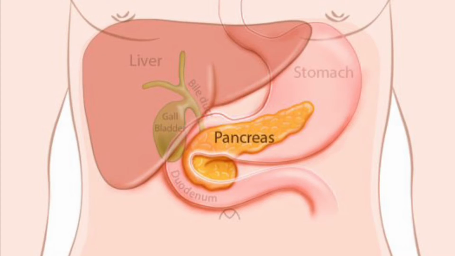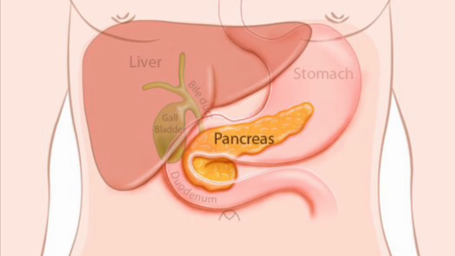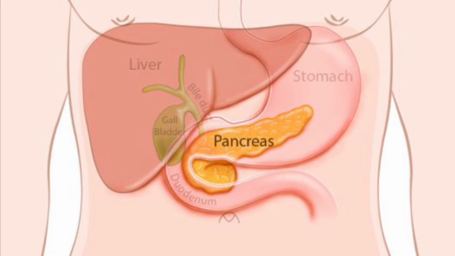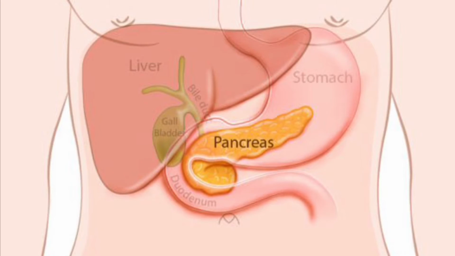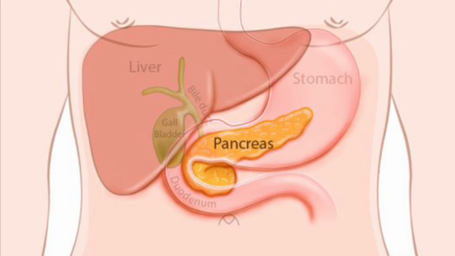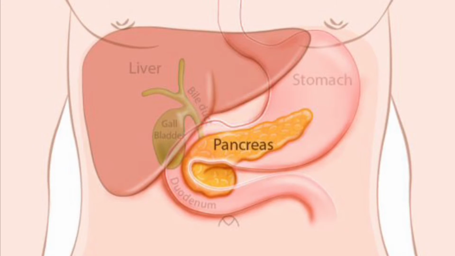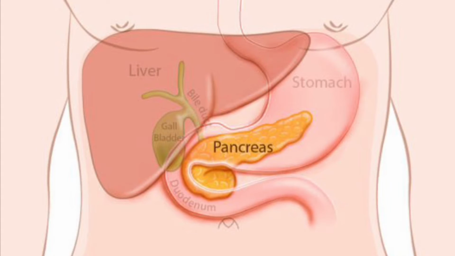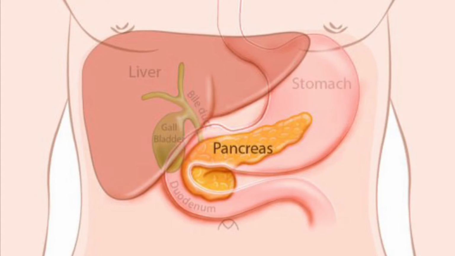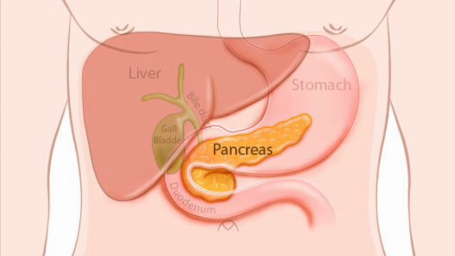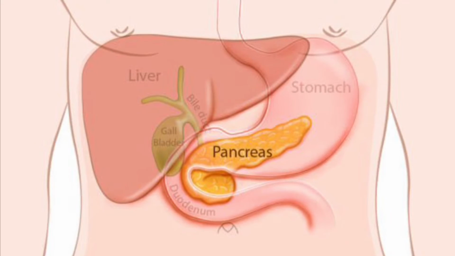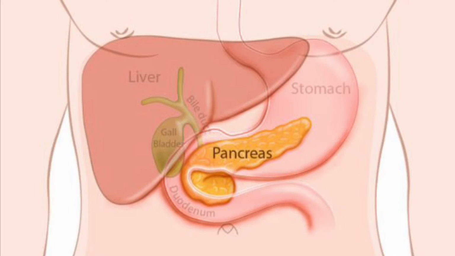When food enters the stomach, these pancreatic juices are released into a system of ducts that accumulate in the main pancreatic duct. The pancreatic duct joins the common bile duct to form the ampulla of Vater, which is located at the first portion of the small intestine called the duodenum.